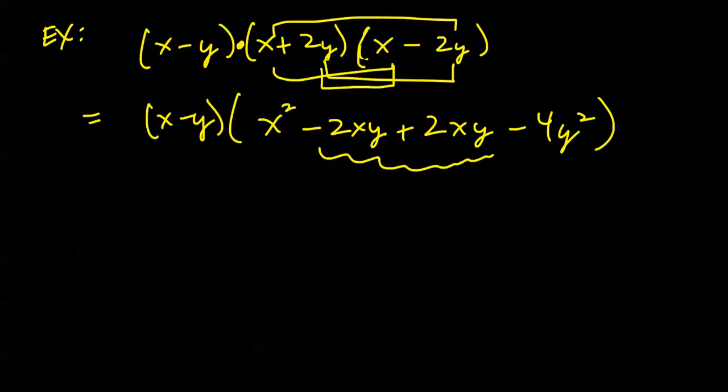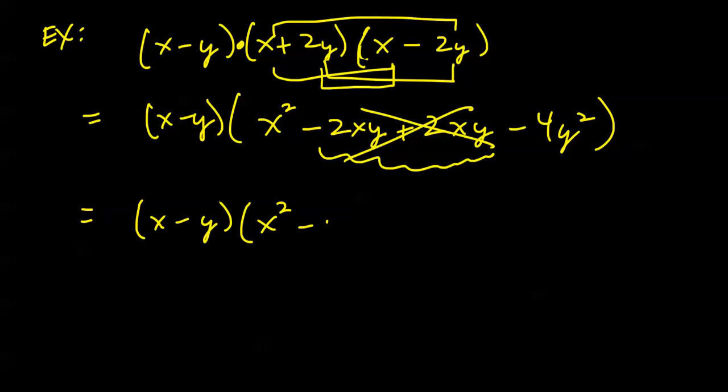Now, hopefully, the observant can realize the outer and inner products here are opposite, so they cancel each other out. So I end up with x squared minus 4y squared as the product of those last two binomials. And now I've got another binomial times a binomial. I'll grind this out FOIL style as well.